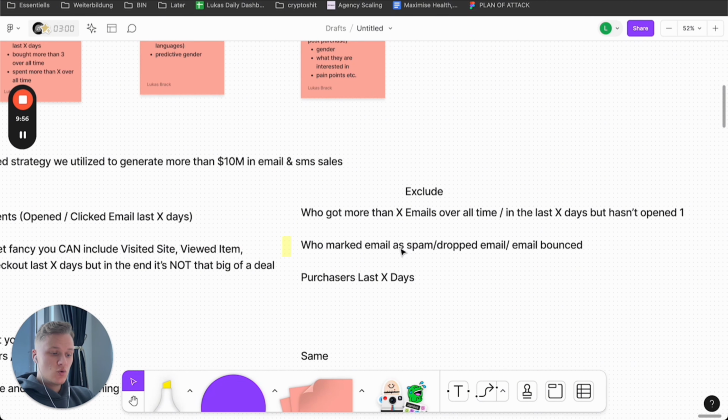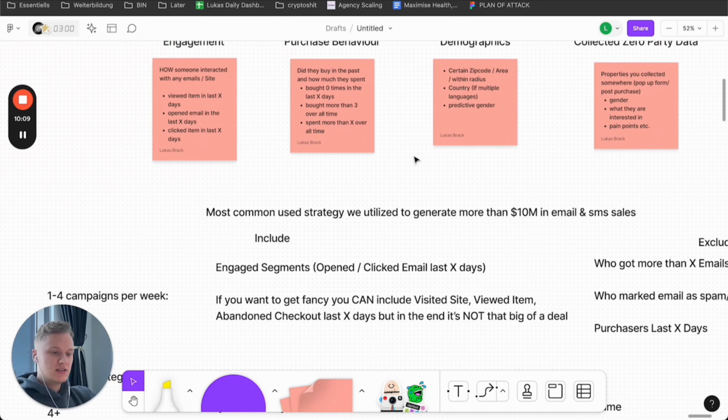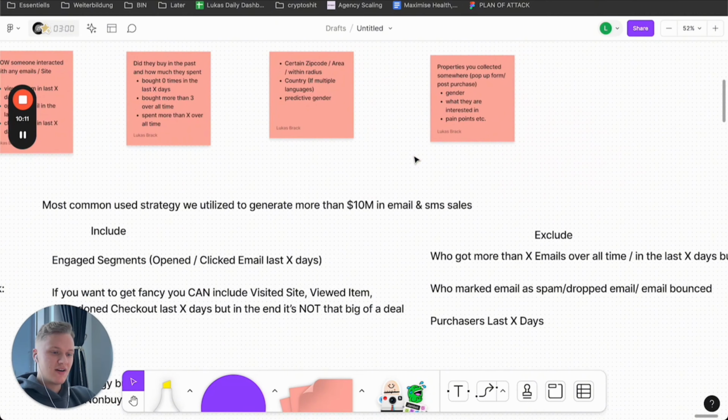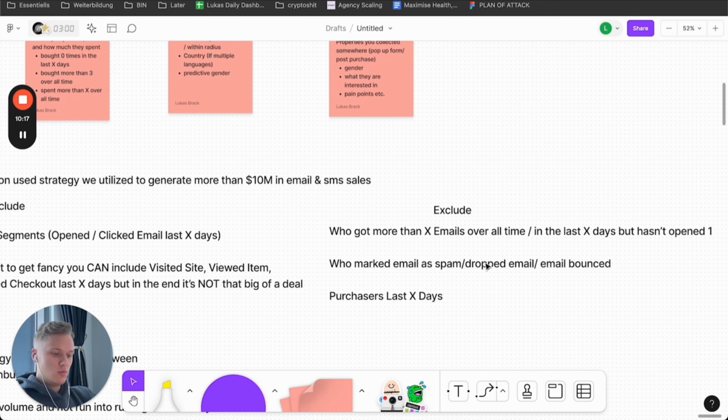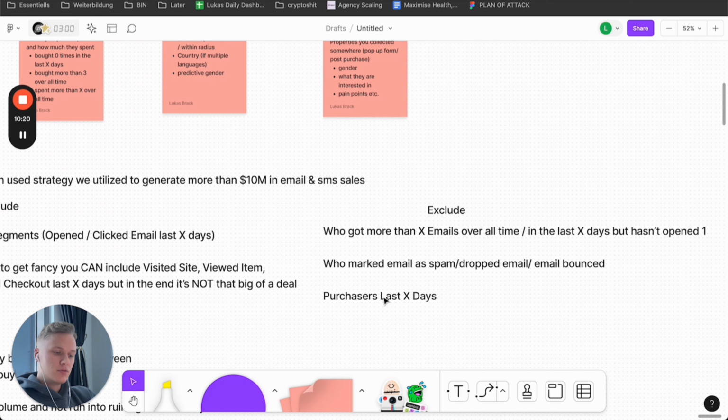The next one is anyone who marked our email as spam, dropped email, or email bounced. This is, as I said, basically for deliverability. Pretty much all of these are for deliverability, and in general, I wouldn't look at email segmentation to drive sales, but rather to improve email deliverability and not run into deliverability issues. So who marked email as spam, dropped email, and email bounced? Pretty self-explanatory, to be honest.